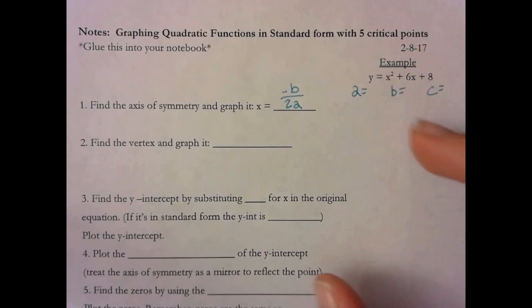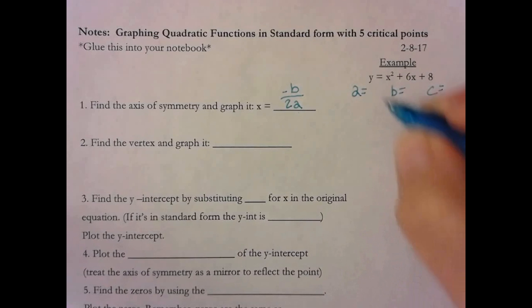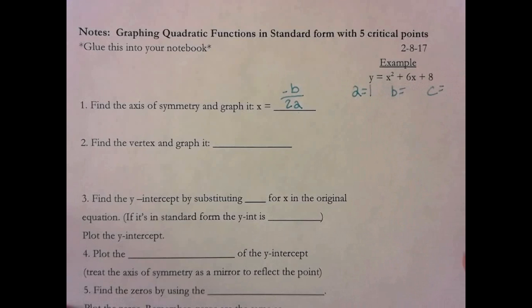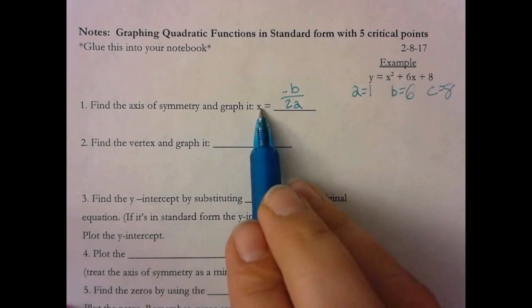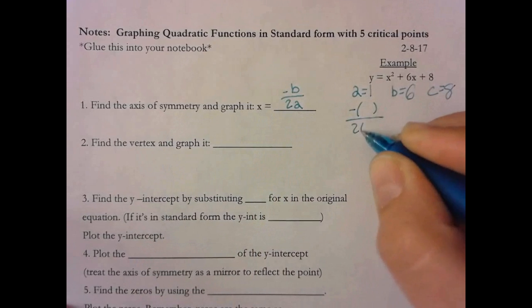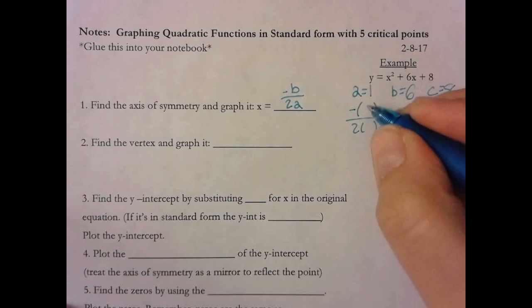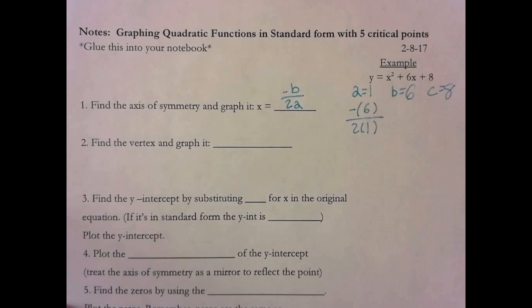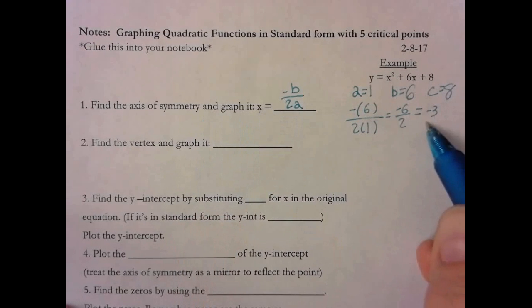And warning, you'll want to write small. I didn't give a whole lot of room on this example side. Our value for a is 1. Our value for b, our coefficient, is 6. And c is 8. So our axis of symmetry is negative b over 2a. b is 6, a is 1. We get negative 6 over 2, which is negative 3. So my axis of symmetry is x equals negative 3.